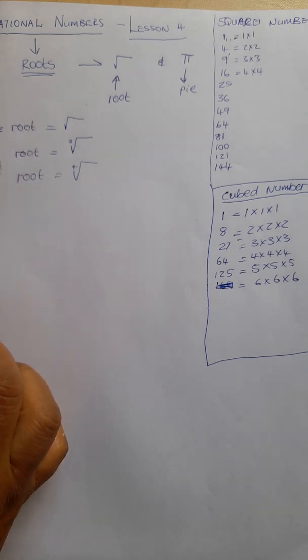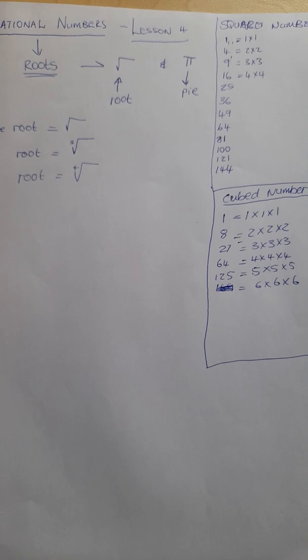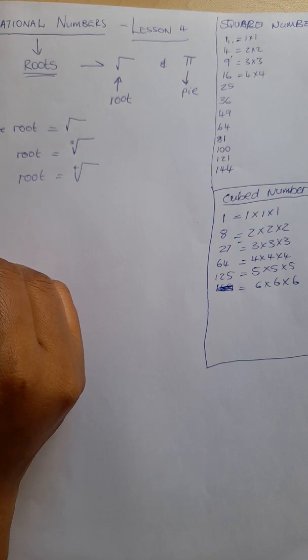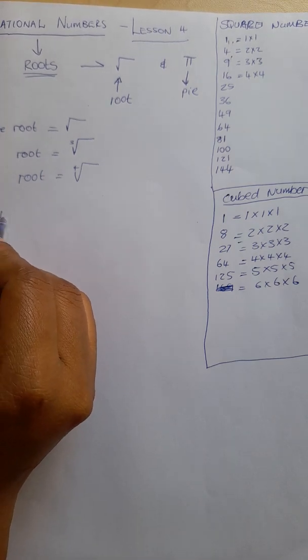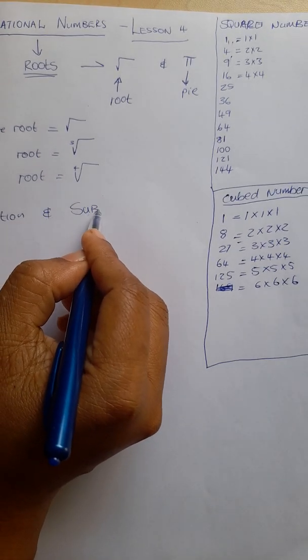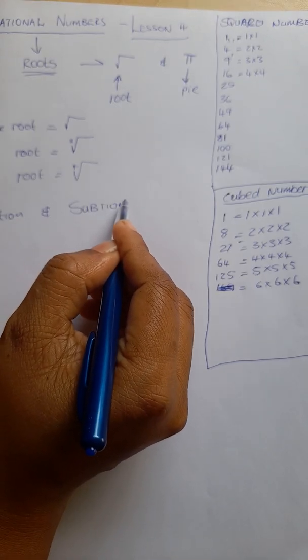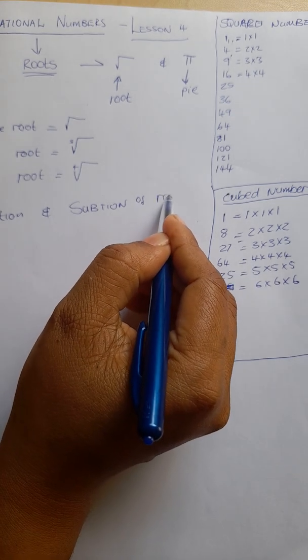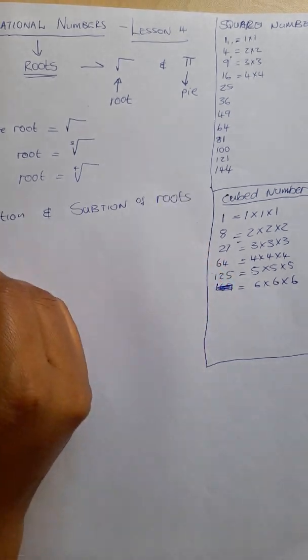Okay, so we're going to start with our roots today. This is in your textbook, page 24, where it says exercise number 19. That is where we are today. Okay, page 24, exercise number 19. So we are going to start with addition and subtraction of roots. Okay, that is what we are going to do.